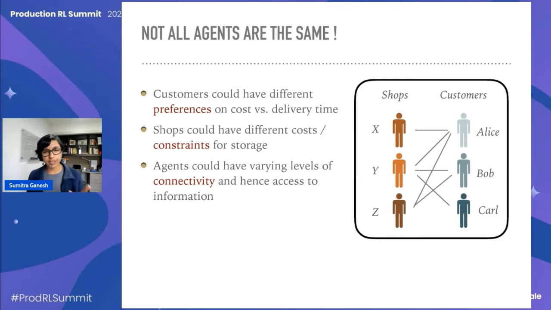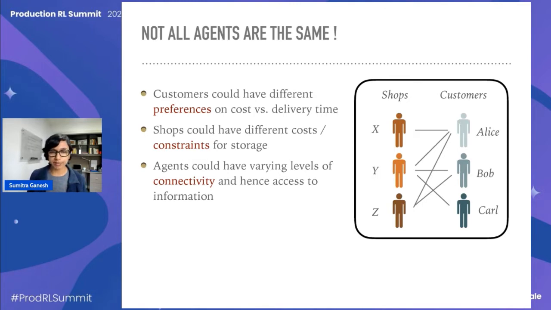For one, different customers could have different preferences on cost versus delivery time. So for instance, Alice might be someone who is optimizing for cost and is willing to wait longer to receive her paper. Whereas Carl might be someone who wants his paper tomorrow and is willing to pay more for it. Similarly, shops could have different storage costs, and that would in turn constrain the way they could price and how much inventory they would carry.